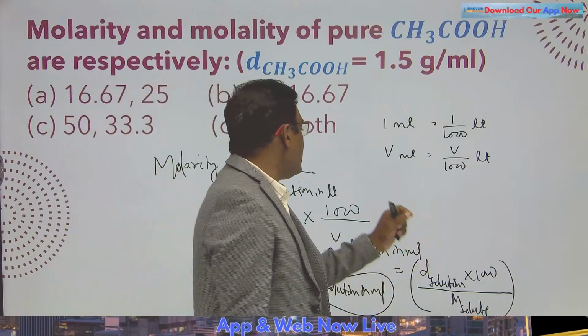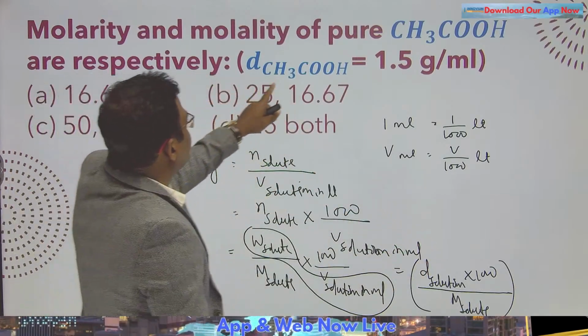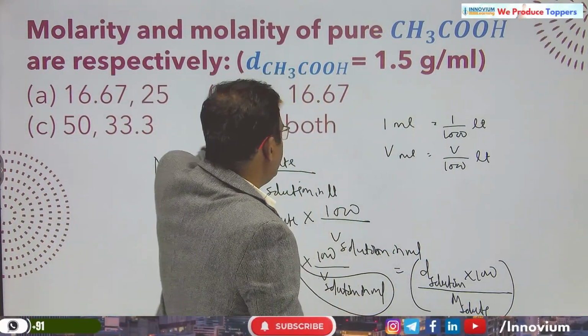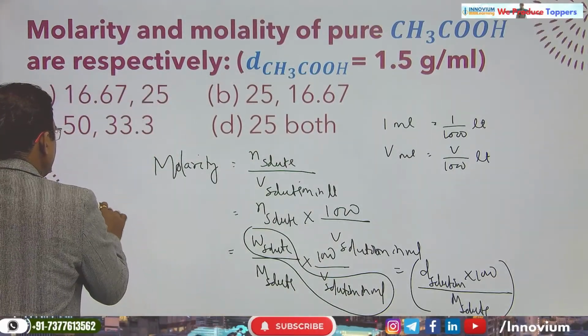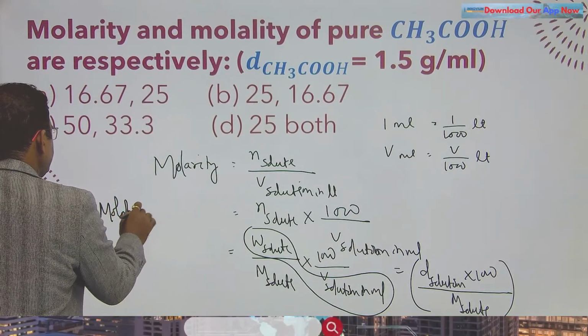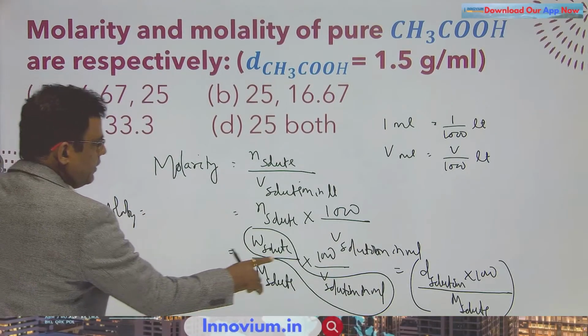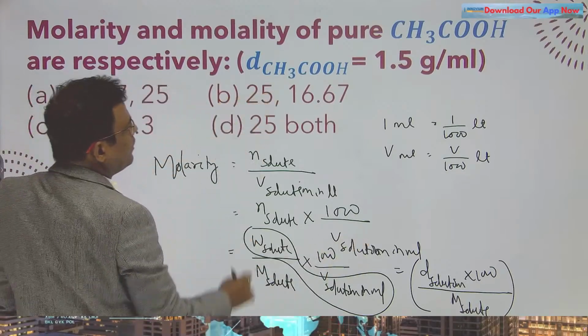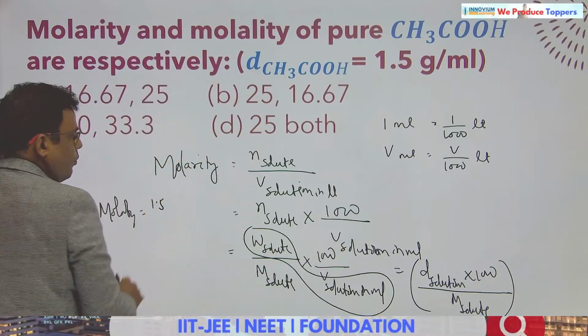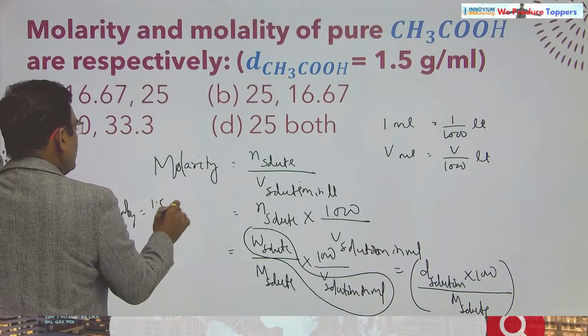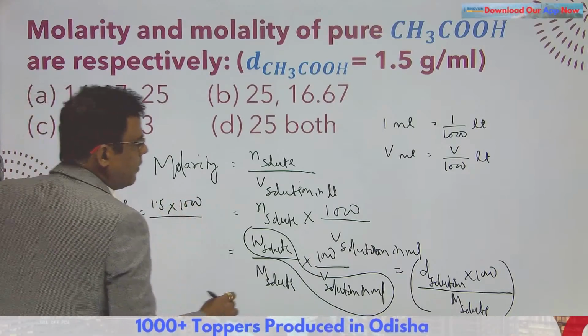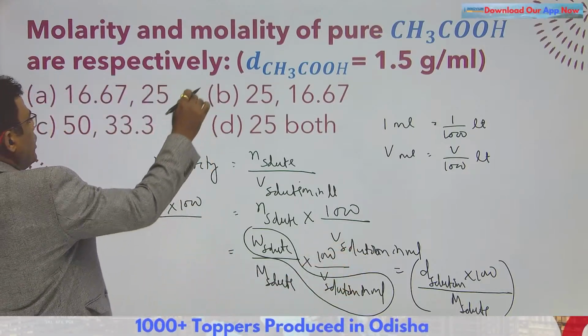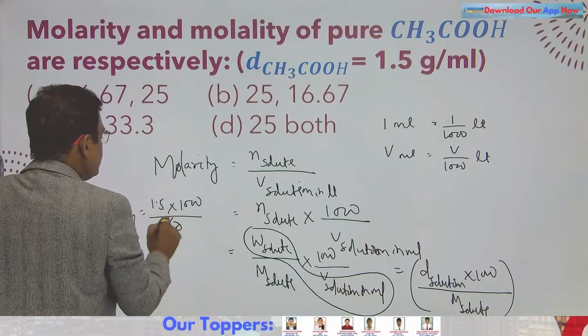This is the expression. Now you put the data given here, density is given as 1.5 gram per ml, then easily you can find out molarity. So molarity is equal to the density of solution. What is the density of acetic acid solution? That is 1.5 into 1000 divided by the molar mass of solute. Molar mass of acetic acid is 60.